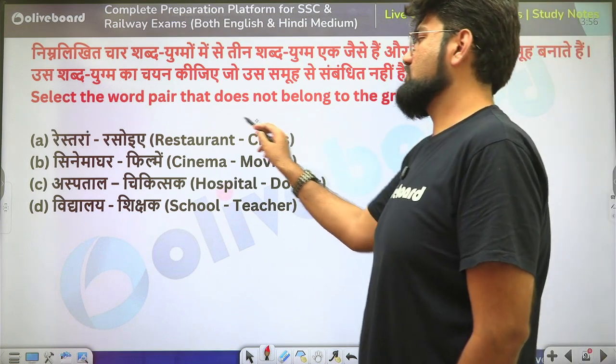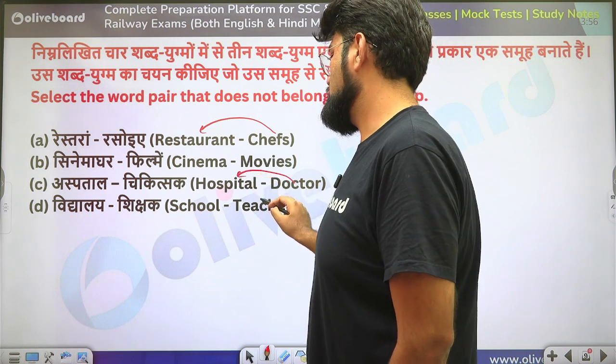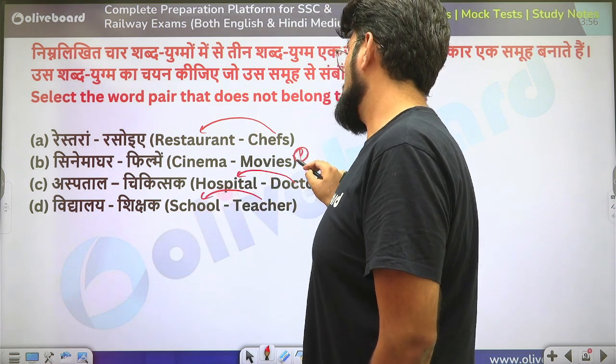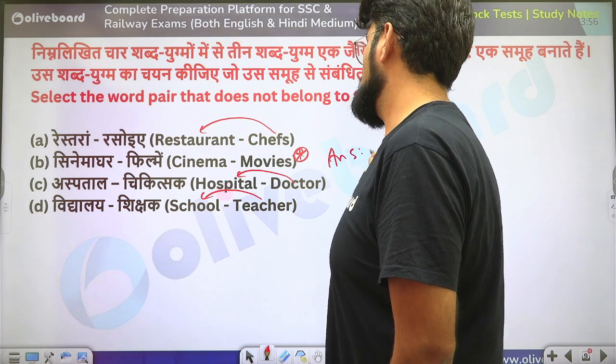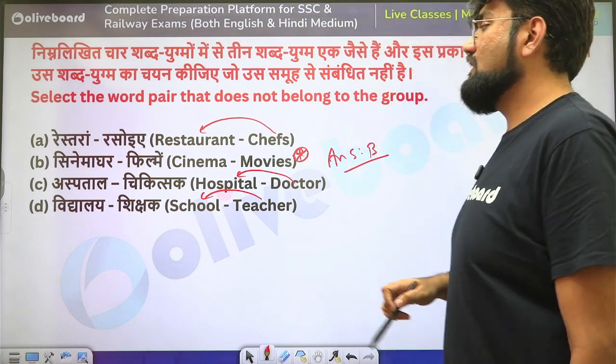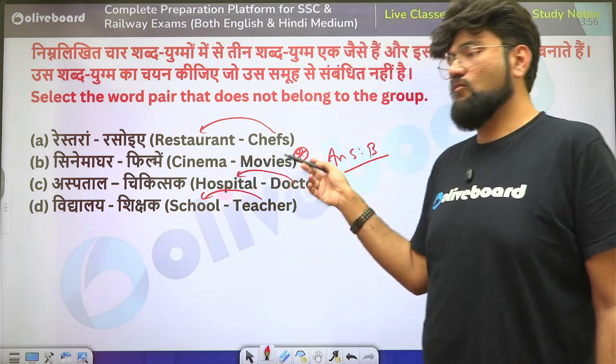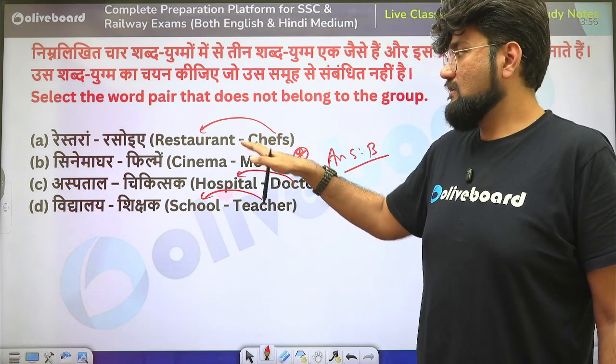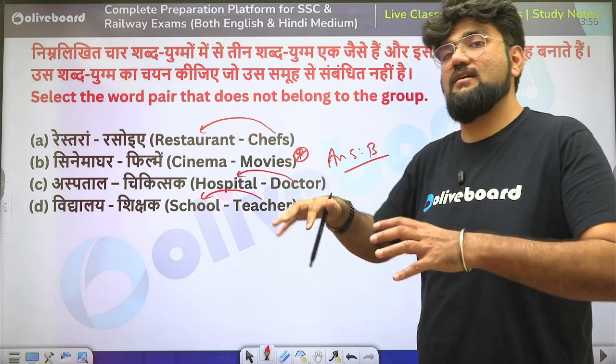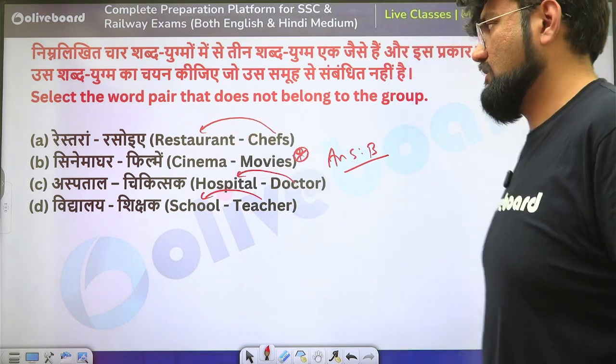Chefs work at restaurants, doctors work at hospitals, teachers work at schools, but cinema and movie are not connected in that way. So option B is the odd one out. A lot of people feel that movies are played in cinema halls. Cinema hall or a theater is different. Cinema is different. Cinema is a synonym for movie itself. Okay.